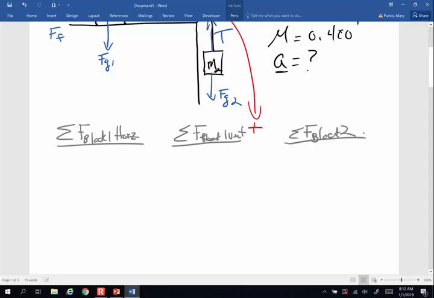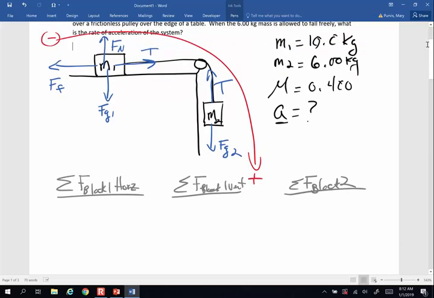One more thing I want to say about block 2 before we start into the math, and that is there is no normal force because this is not supported by a surface. So you don't always have a normal force, only if something is sitting on a surface that's supporting some of its weight. So we're going to construct our equations.